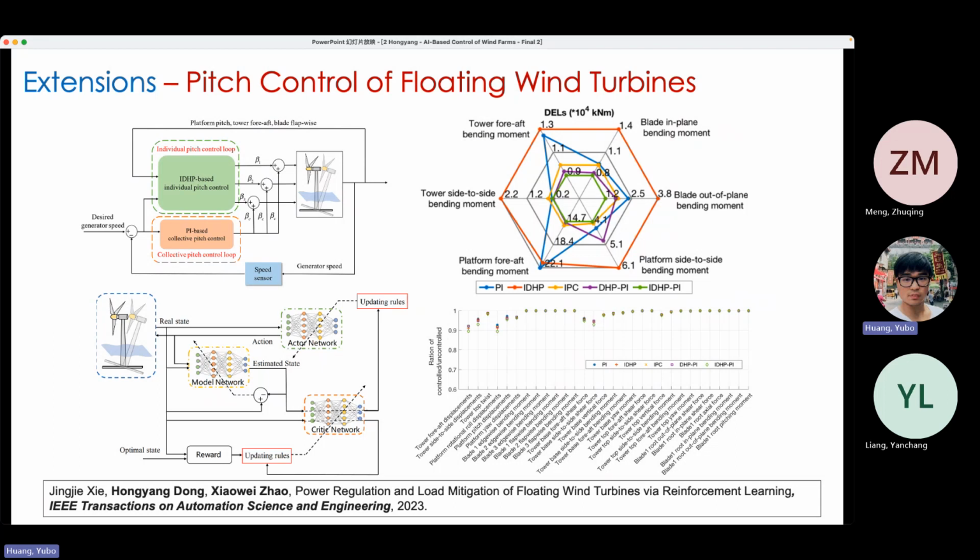So we calculate the dynamic equivalent load for them under different controllers, and the green lines are the result of our controllers. Well, you can see we achieved the smallest bending moment from every aspect. So this means by using reinforcement learning, we can not only achieve high performance power regulation, but also mitigate loads.